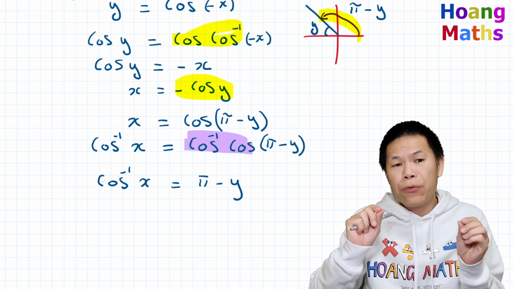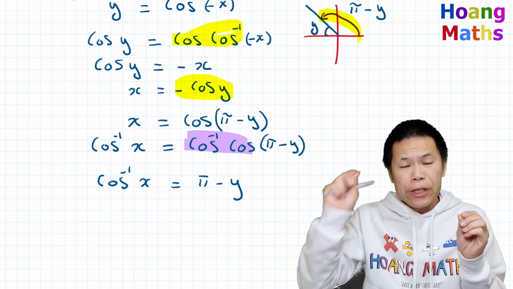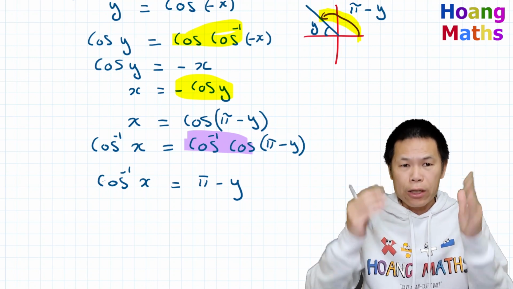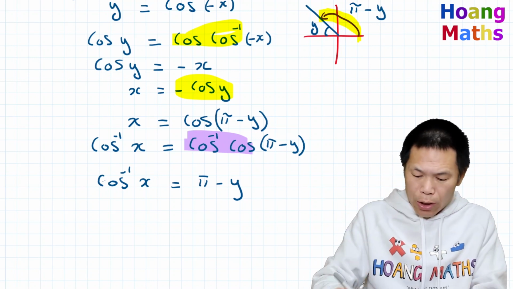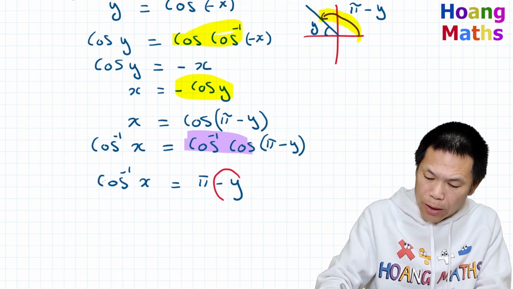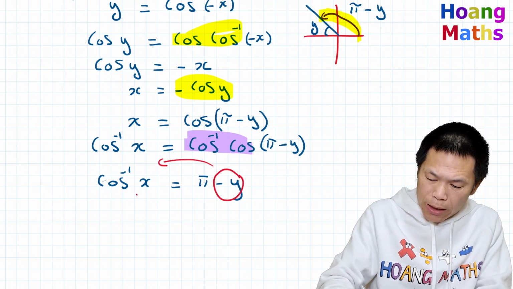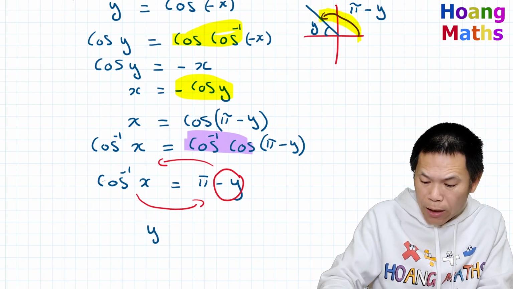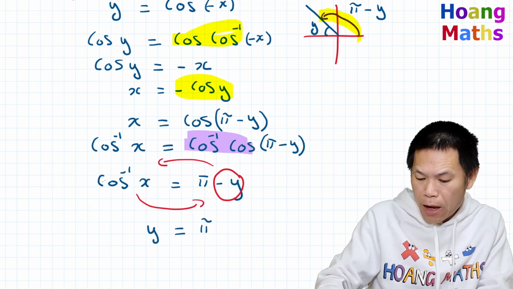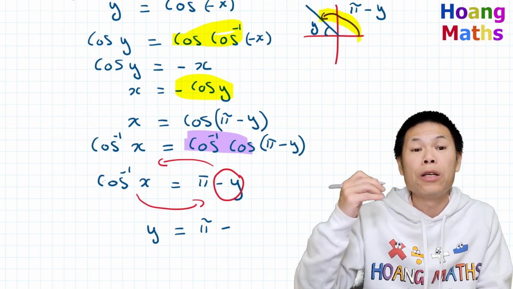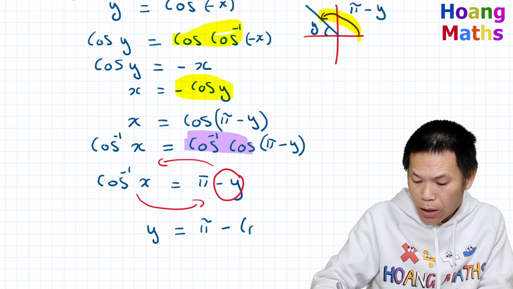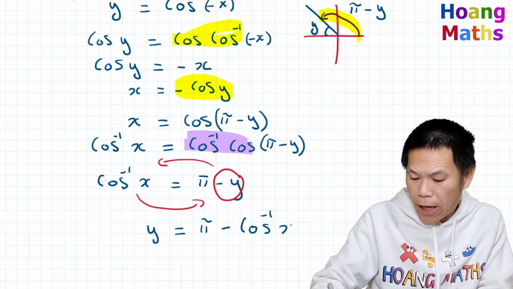Now I move the negative y to this side, and inverse cos of x is on this side. So make y the subject. In other words, this one here I move to this side, and this I move to this side. So this becomes y equal to pi minus inverse cos of x, because it's inverse cos of x, moved to that side, it becomes negative.